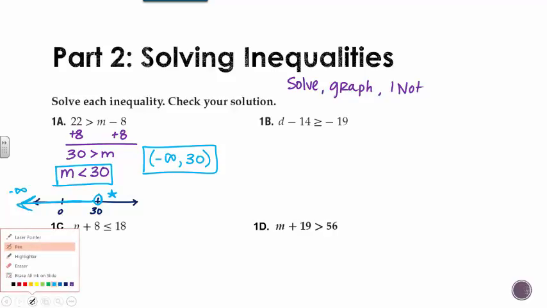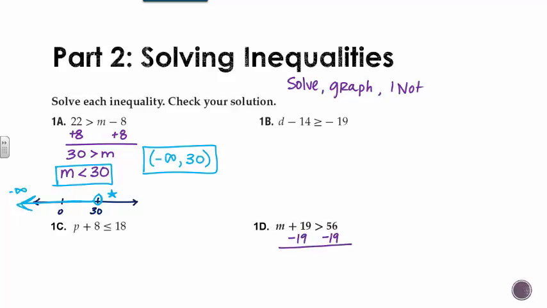Let's do 1D down here. So remember our goal, we're trying to get m alone again. So because there's a plus 19, I'm going to subtract 19 from both sides. So we get m is greater than 37. And now that this is done, we can graph it. We have 0, we have 37. It doesn't matter what other numbers you put on there. I like to put 0 for reference and then whatever number you're graphing. And just like before, this is just a greater than symbol, so I'm going to make an open dot. And all the numbers bigger than 37 go this way.